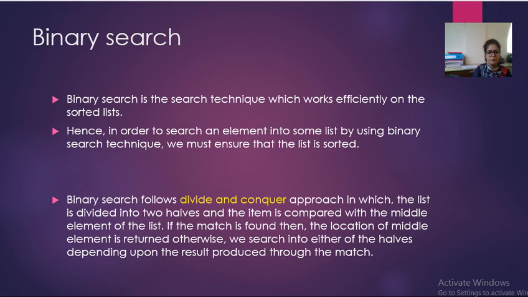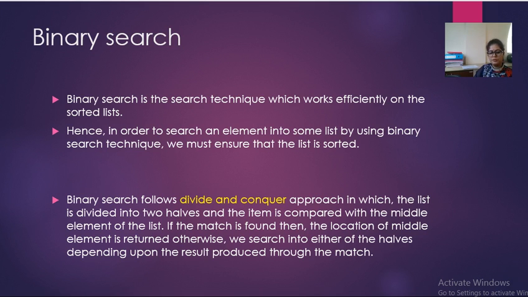Now let's start with the definition of binary search. Binary search is a search technique which works efficiently on a sorted list. This is the very first condition of binary search, that we can apply binary search only on a sorted list. Hence, in order to search an element in some list by using binary search, we must ensure that the list is sorted. If the list is unsorted, then we have to apply some sorting algorithm. Different sorting algorithms are available. It is up to the programmer whichever he wants to choose.